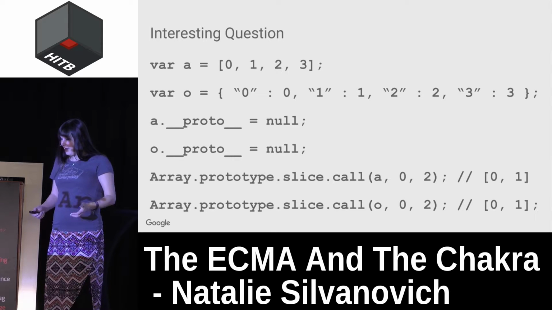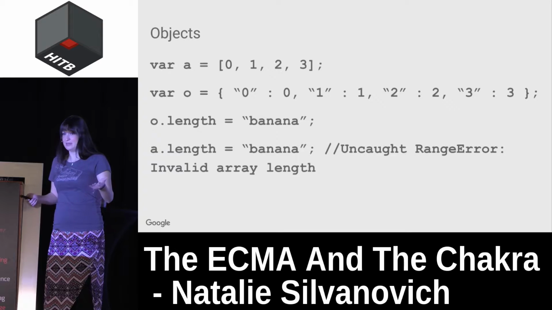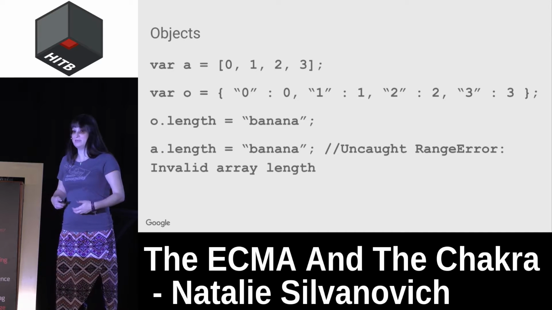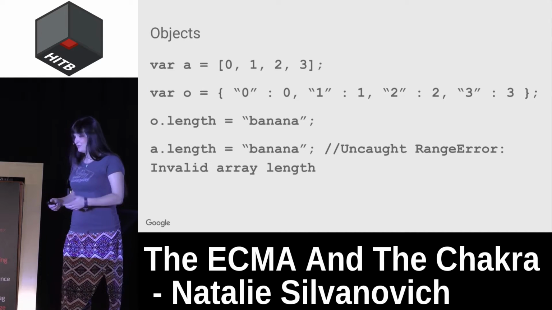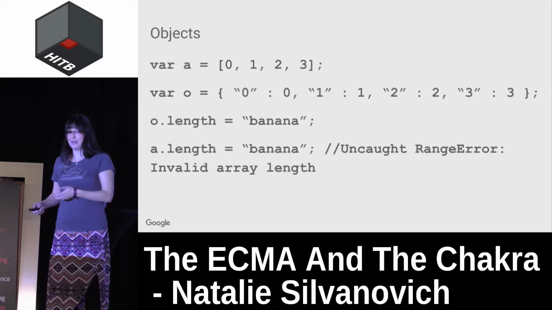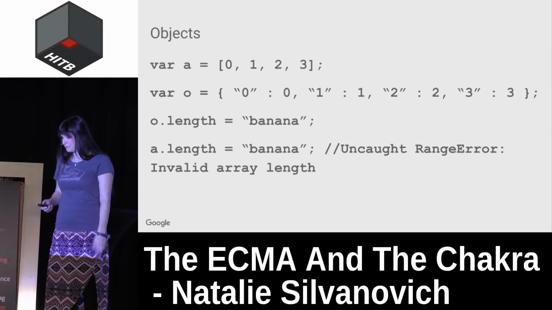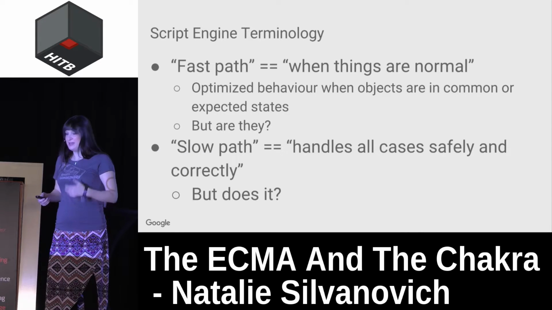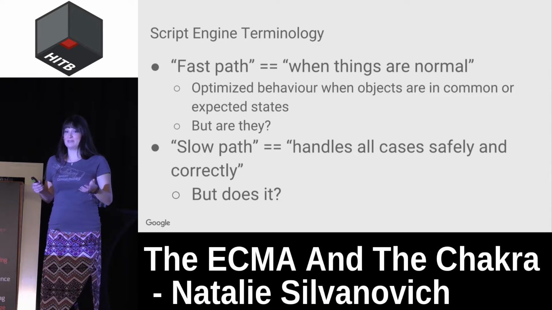So how can you tell the difference between these two? As far as I can tell, I can only think of one way, which is you set the length to banana. You can do that on an object, but if you do that on an array, you'll get an exception thrown. And so that shows you kind of how fluid objects are in JavaScript.